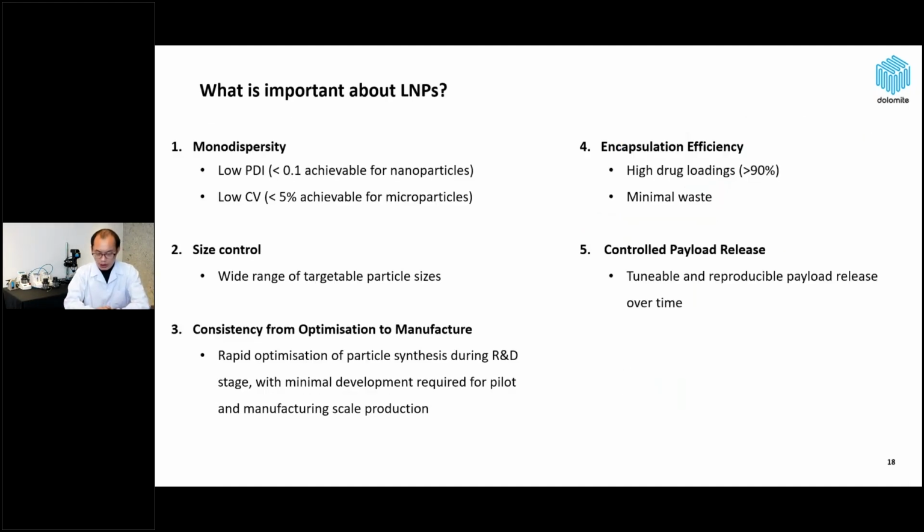And what is important about lipid nanoparticles? The first important point is monodispersity. So the customer will try to get as low a PDI number as possible, which is commonly less than 0.1 for nanoparticles, or less than 5% coefficient of variation for microparticles. The second important point is size control. So a tunable, targetable particle size is more preferable.